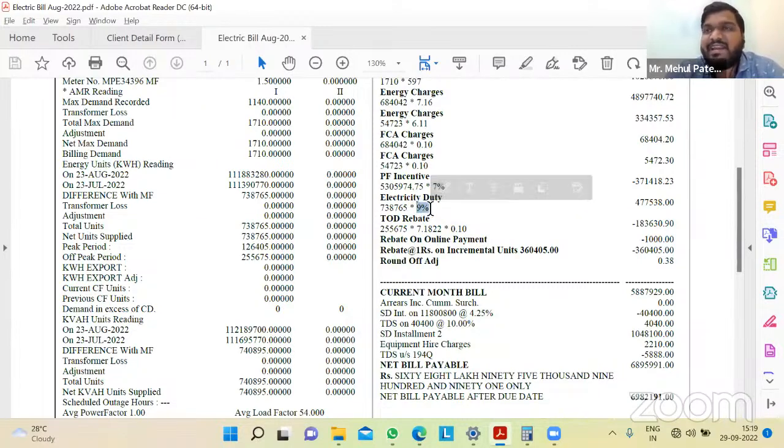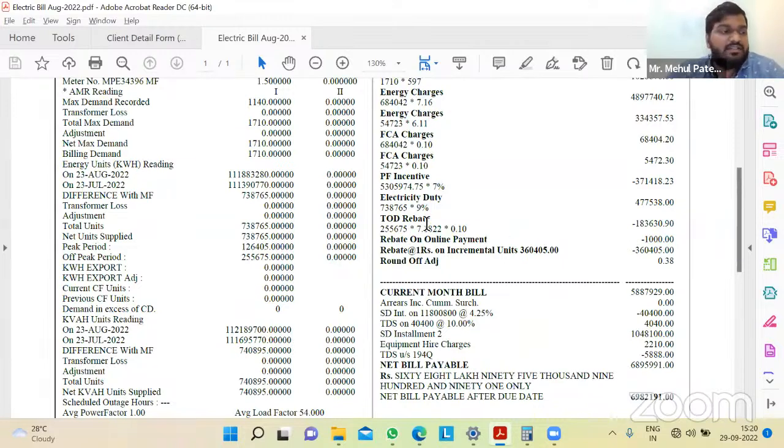This is again standard for industrial, and may vary from category to category. For residential, it might be different. For commercial, it might be different. So don't get confused. If you see your own house bill, it might not have these particular things, because this is for the industrial category, the most difficult category, I would say. Okay, fine. So the total units that you have consumed in this month is 7,38,765. You take 9% of it, and you will get this particular amount. Fine.